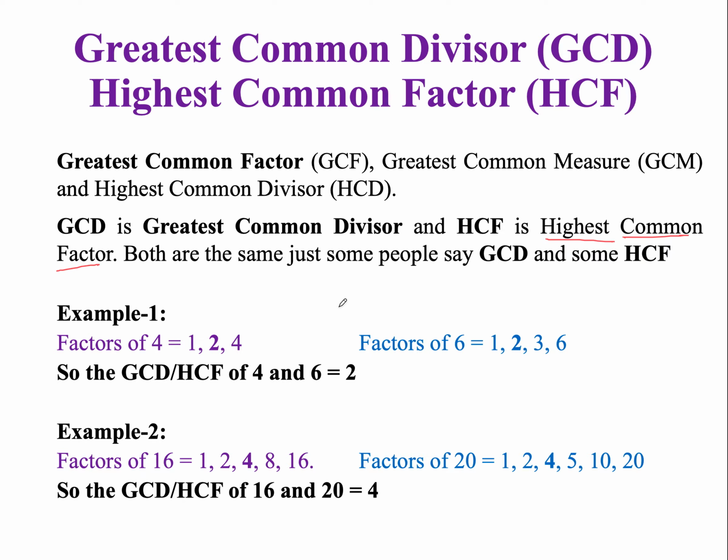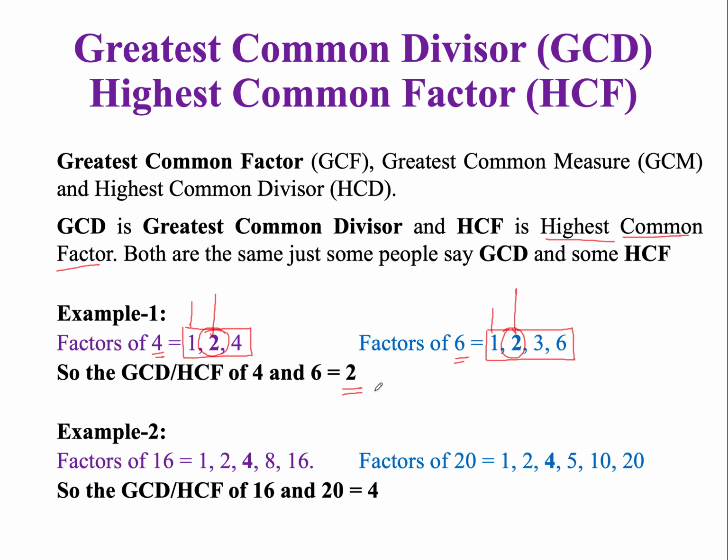So let's once again look at an example and figure it out. Let's look at the numbers 4 and 6. The factors of 4 will be these 3 numbers: 1, 2 and 4. If we write the factors of 6, then we'll have 4 numbers: 1, 2, 3, 6. So we see 1 is one of the common factors of these two numbers, 2 is also a common factor of these two numbers, and there is no other common factor. So we have two common factors, 1 and 2, and the highest of them is 2. So the highest common factor of these two numbers becomes 2.